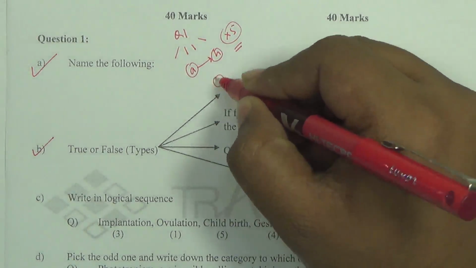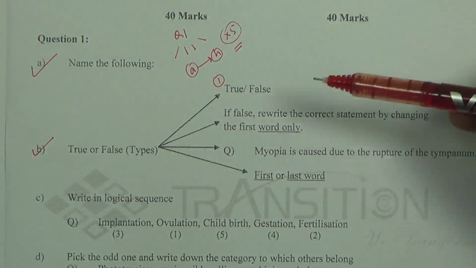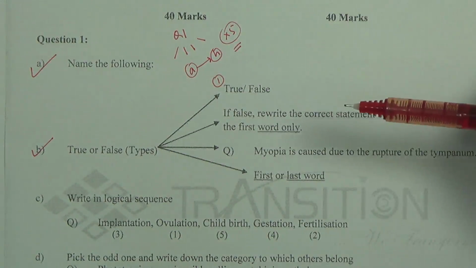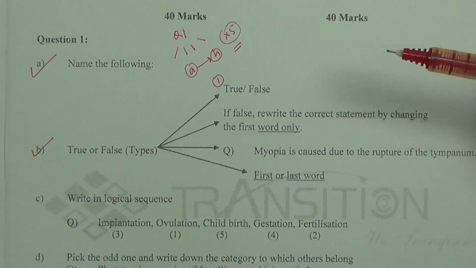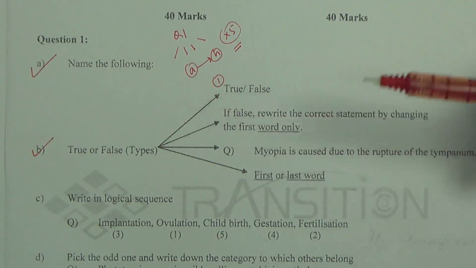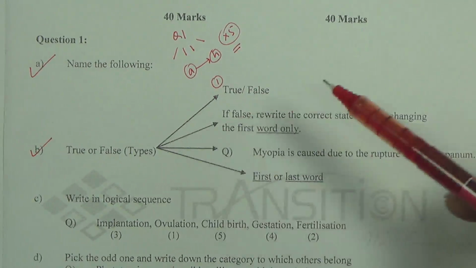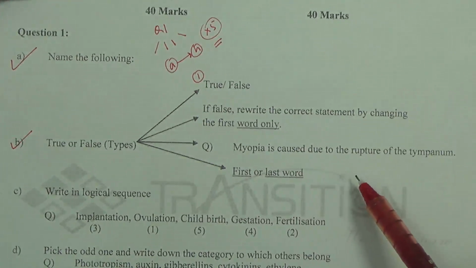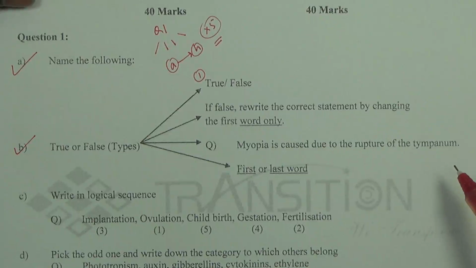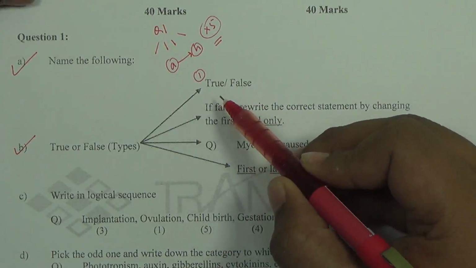The first type of question can be: state whether the statement is true or false. They have a sentence like, myopia is caused due to the rupturing of the tympanum. Is this statement true or false? Naturally, the statement is false, so you just have to write false, right? So this is one pattern of asking.